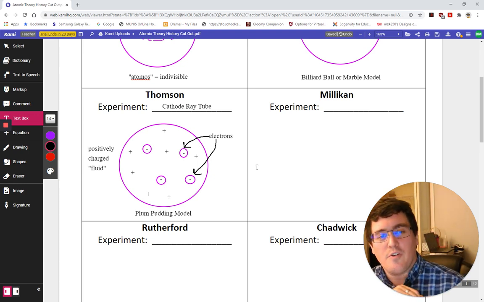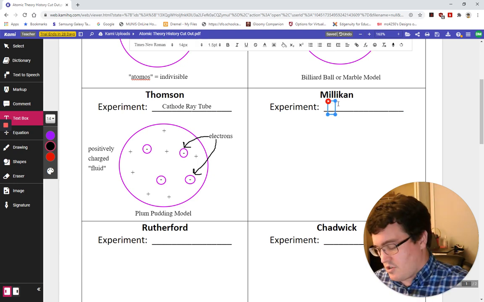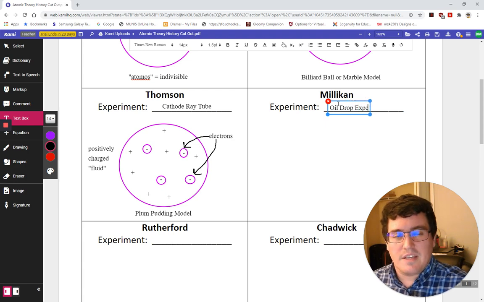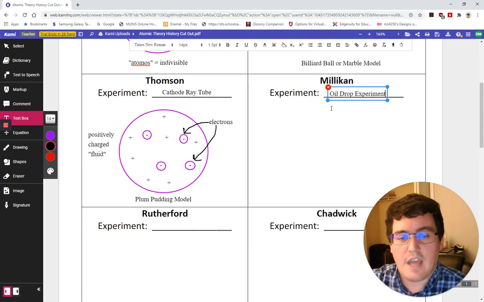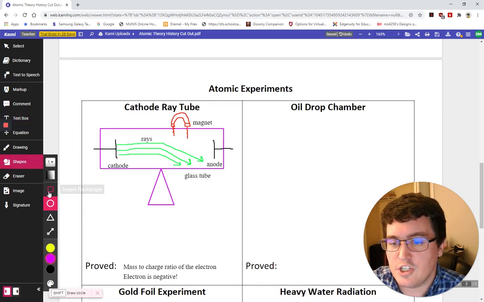Interesting, huh? So Millikan comes along, and he decides he wants to find the exact charge, so he comes up with what's known as the oil drop experiment. We're going to go down here and we're going to draw the oil drop experiment and make a shape.